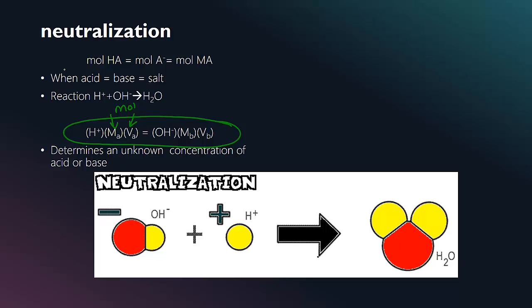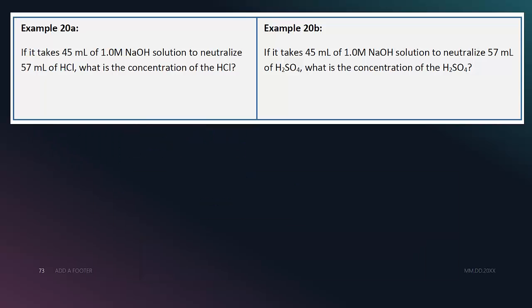When we react an acid with a base and we want to know how much it takes to neutralize one or the other, we'll use molarity times volume of the acid equals the molarity times the volume of the base, keeping in mind that some bases have more than one hydroxide to give, and some acids have more than one hydrogen to donate. So we will need to keep track of that. So let's learn by doing. Let's try example 20 in your packet.